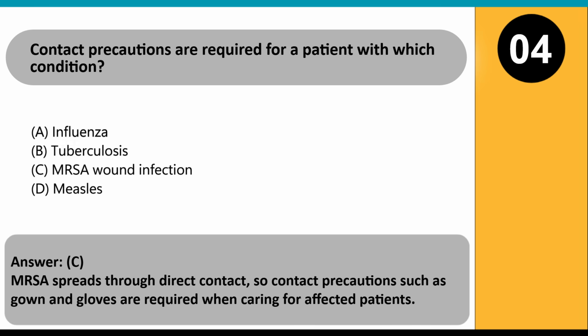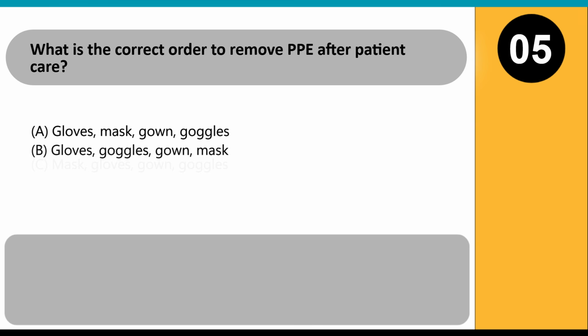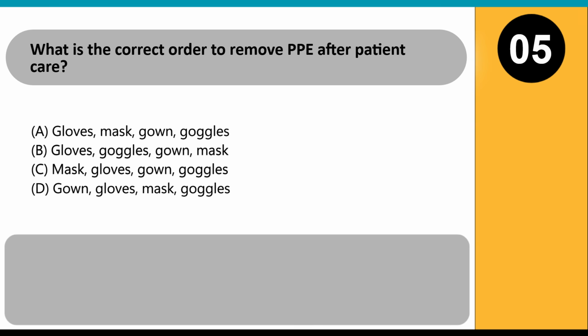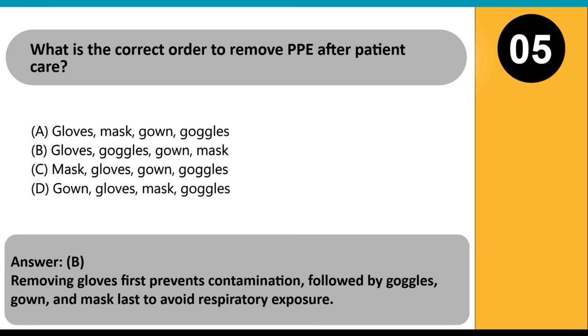affected patients. What is the correct order to remove PPE after patient care? A. Gloves, mask, gown, goggles. B. Gloves, goggles, gown, mask. C. Mask, gloves, gown, goggles. D. Gown, gloves, mask, goggles. Answer: B. Removing gloves first prevents contamination, followed by goggles, gown, and mask last to avoid respiratory exposure.